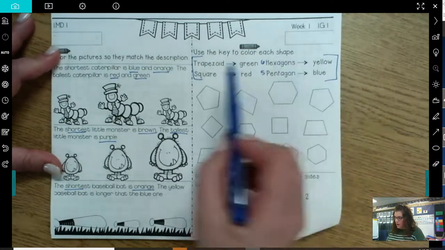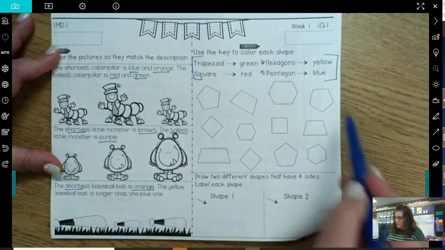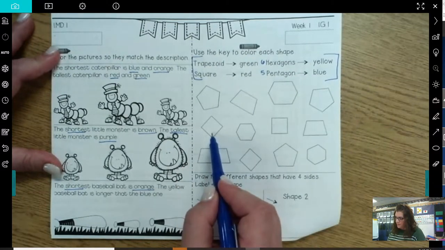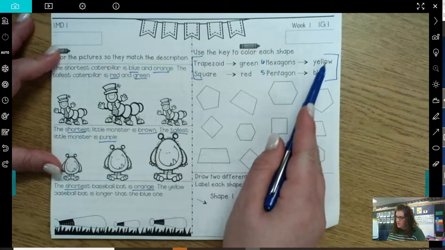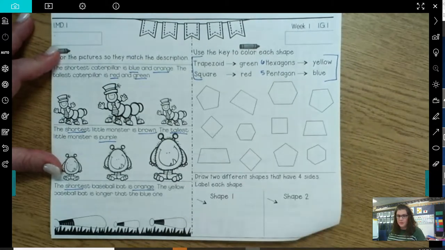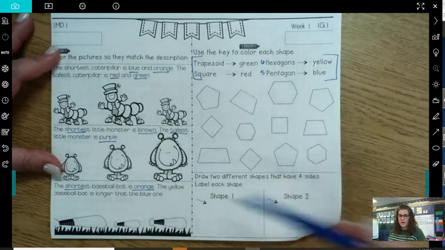So go through and find all of the trapezoids and color them green. Find all the squares and color them red. All the hexagons, color them yellow. And all the pentagons, color them blue. Hit pause, work on that, and come back when you're ready.